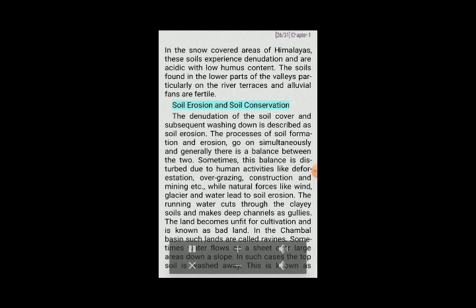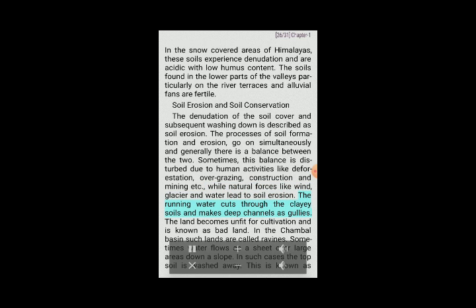Soil erosion and soil conservation. The denudation of the soil cover and subsequent washing down is described as soil erosion. The processes of soil formation and erosion go on simultaneously, and generally there is a balance between the two. Sometimes, this balance is disturbed due to human activities like deforestation, overgrazing, construction and mining, etc., while natural forces like wind, glacier and water lead to soil erosion.